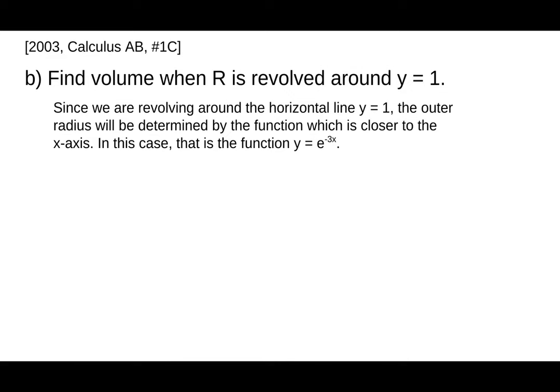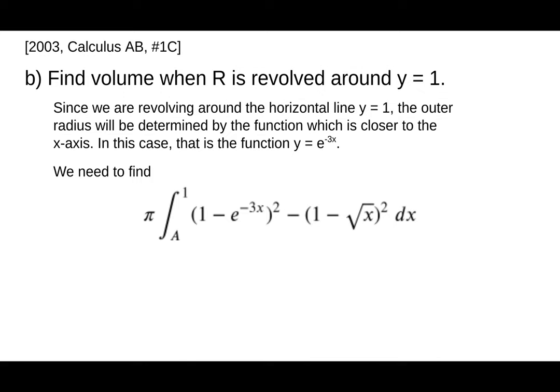So if I'm going to revolve this thing around the line y equals 1, we have pi times the integral from A to 1, and since I defined what capital A represented, I don't have to keep reusing the decimal over and over. I can just use the symbol A. And then I have my big radius, 1 minus e to the negative 3x squared, minus my small radius squared, or 1 minus the square root of x squared dx.